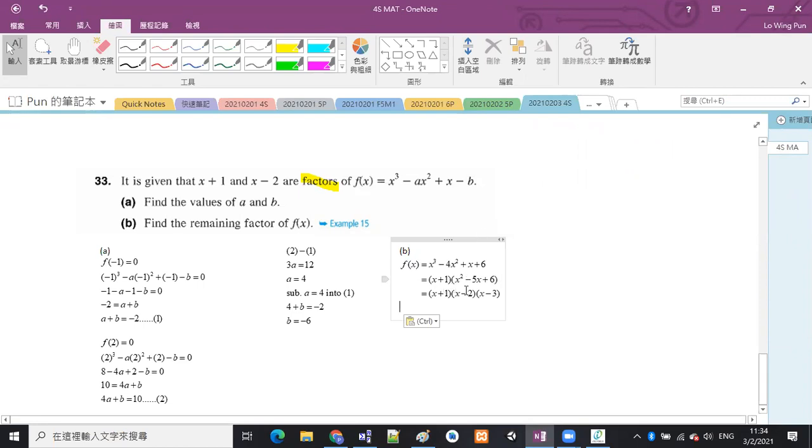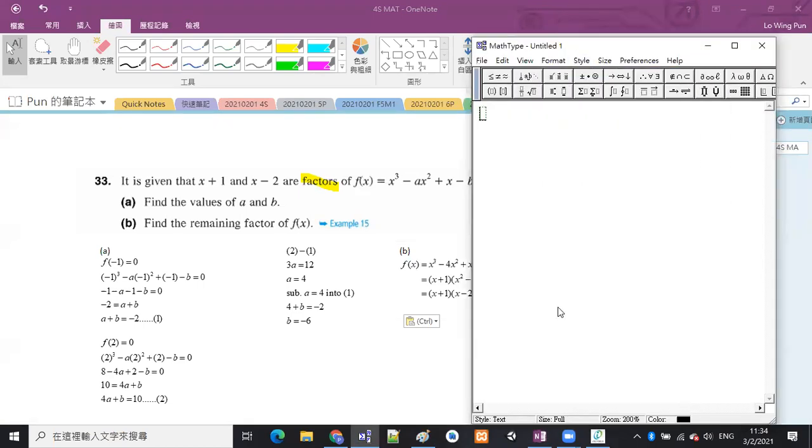We have 3 factors. Which one is the remaining factor? It's very obvious. Remaining factor is x minus 3.